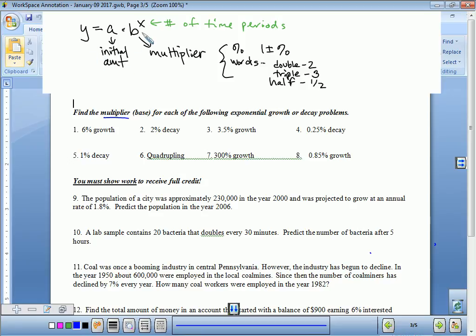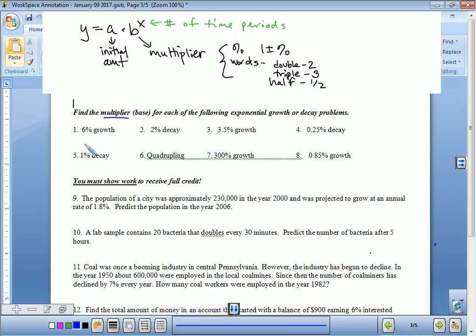A represents the initial amount. The multiplier is our base. The B is our multiplier. So if they give it to us as a percent, as in percent growth or decay, you would add or subtract that percentage to 1 when you change it to a decimal. If they give it to us in words, whatever the word is what it is. So double is 2, triple is 3, half is a half.